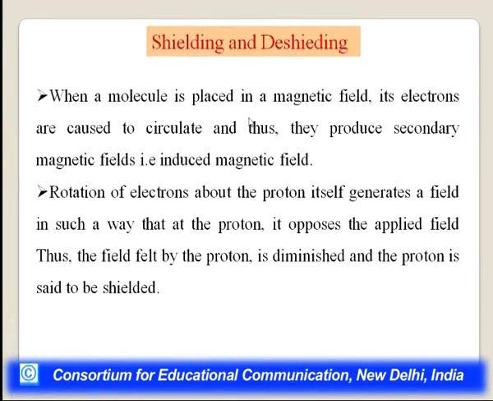When a molecule is placed in a magnetic field, its electrons are caused to circulate, and thus they also produce a magnetic field apart from the proton. That is why it is called the secondary magnetic field, or induced magnetic field. Rotation of electrons about the proton itself generates a field in such a way that at the proton it opposes the applied field, and thus the field felt by the proton is diminished, and the proton is said to be shielded.